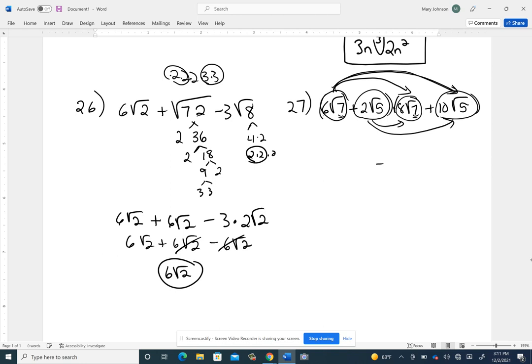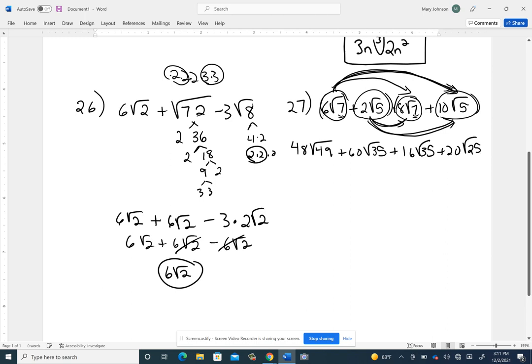I'm going to need more room. I'm going to move that over a little bit. So the first two would be 48 square root of 49. Then the outside two would be plus 60 square root of 35. Then plus 16 square root of 35. And then plus 20 square root of 25.